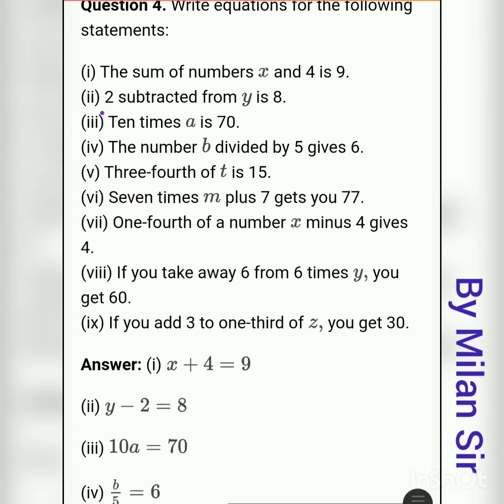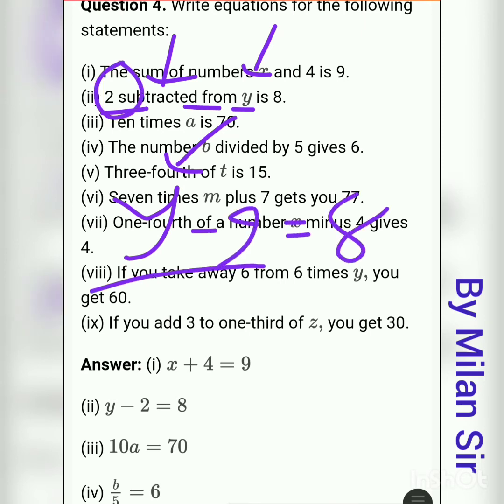Again, 2 is subtracted from y. So first of all write down y, the thing after "from" we need to write first. Now "subtracted" means the subtraction sign. We need to subtract 2 and the answer is 8. So y minus 2 is equal to 8.